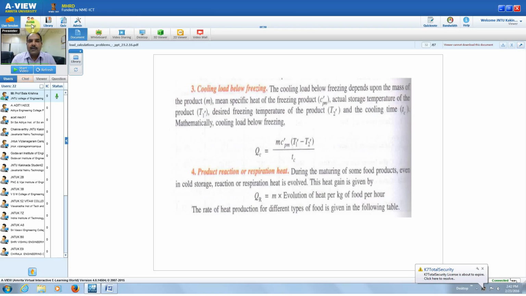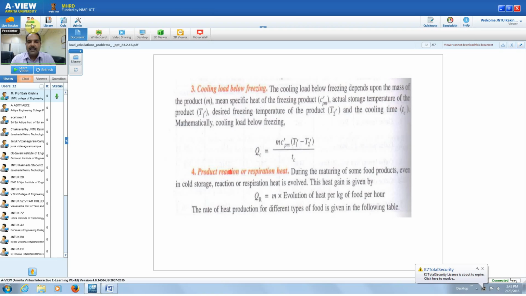Then the cooling load below freezing. The cooling load below freezing depends upon the mass of product, M, the mean specific heat of the frozen product, the actual storage temperature of the product, the desired freezing temperature of the product, and the cooling time. Mathematically, this cooling load below the freezing temperature can be calculated with this formula.